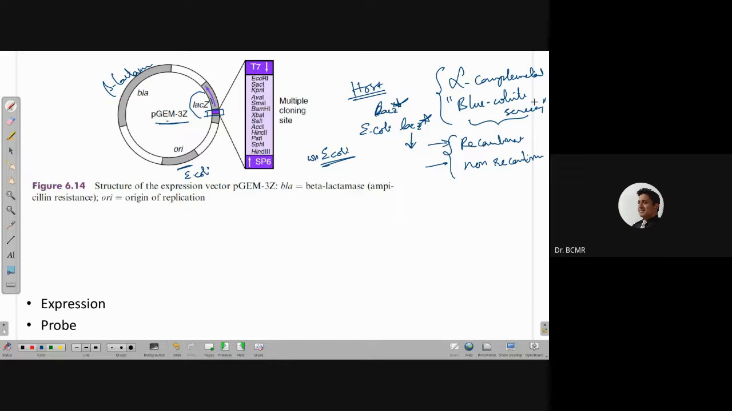As usual, we have a multiple cloning site. There are so many unique restriction sites within the cloning region, and that is in the lacZ. There are two promoters. One of them is the T7 promoter. The other one is the SP6 promoter. I will try to put it in linear form.